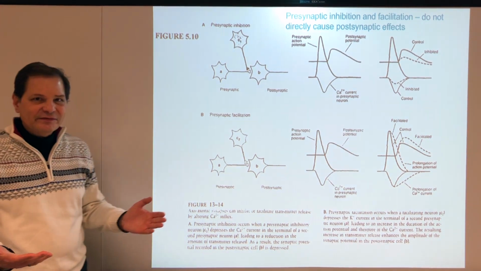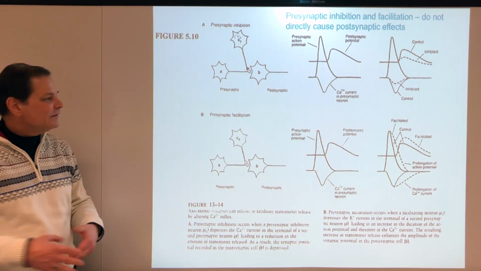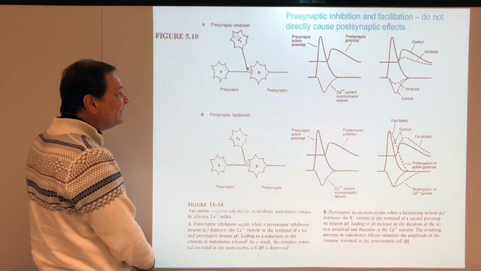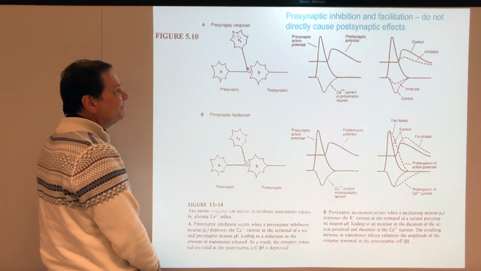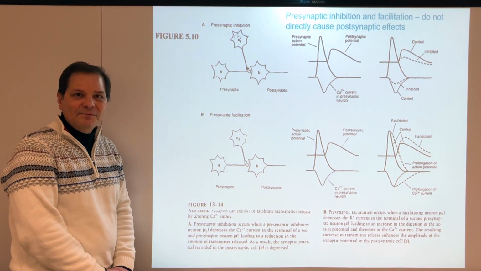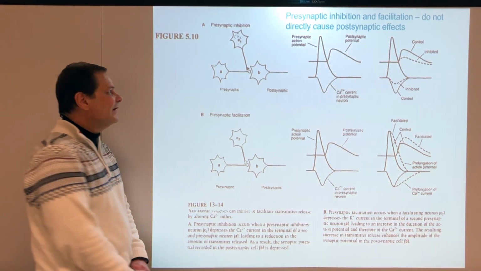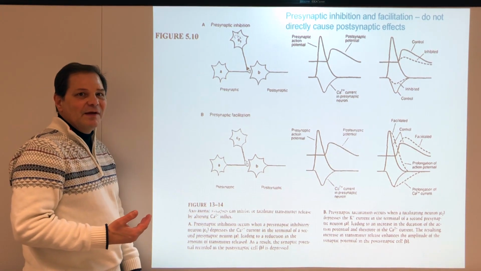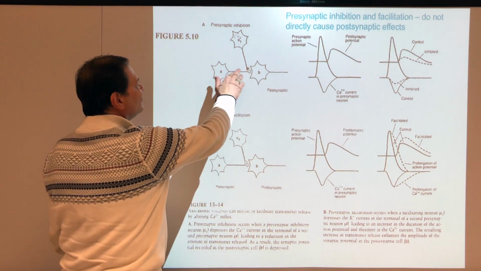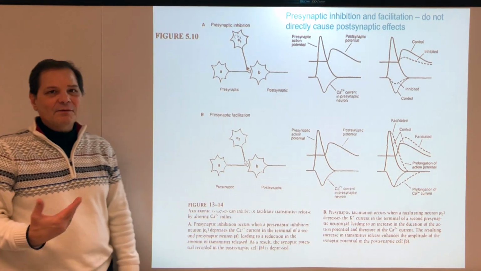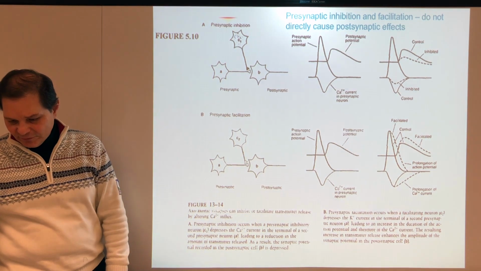So that's the basics of how a CNS synapse works. Now it does get more complicated from here. We have presynaptic inhibition and facilitation. These don't directly cause a postsynaptic membrane potential. In other words, they don't directly affect the postsynaptic membrane in a synapse, but what they do is they modify the neurotransmitter release from the presynaptic membrane. And so it's an indirect effect on the transmission. So here's what I mean by that.